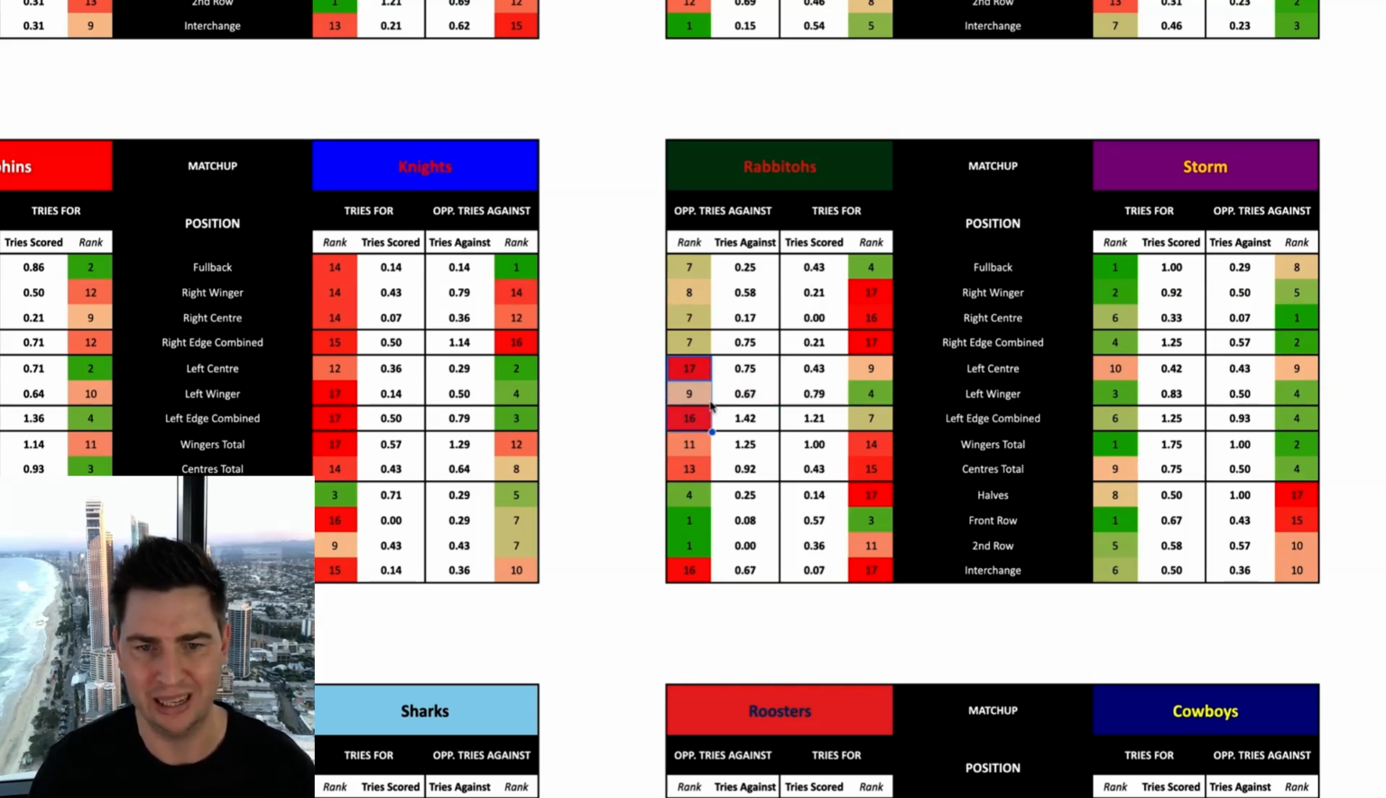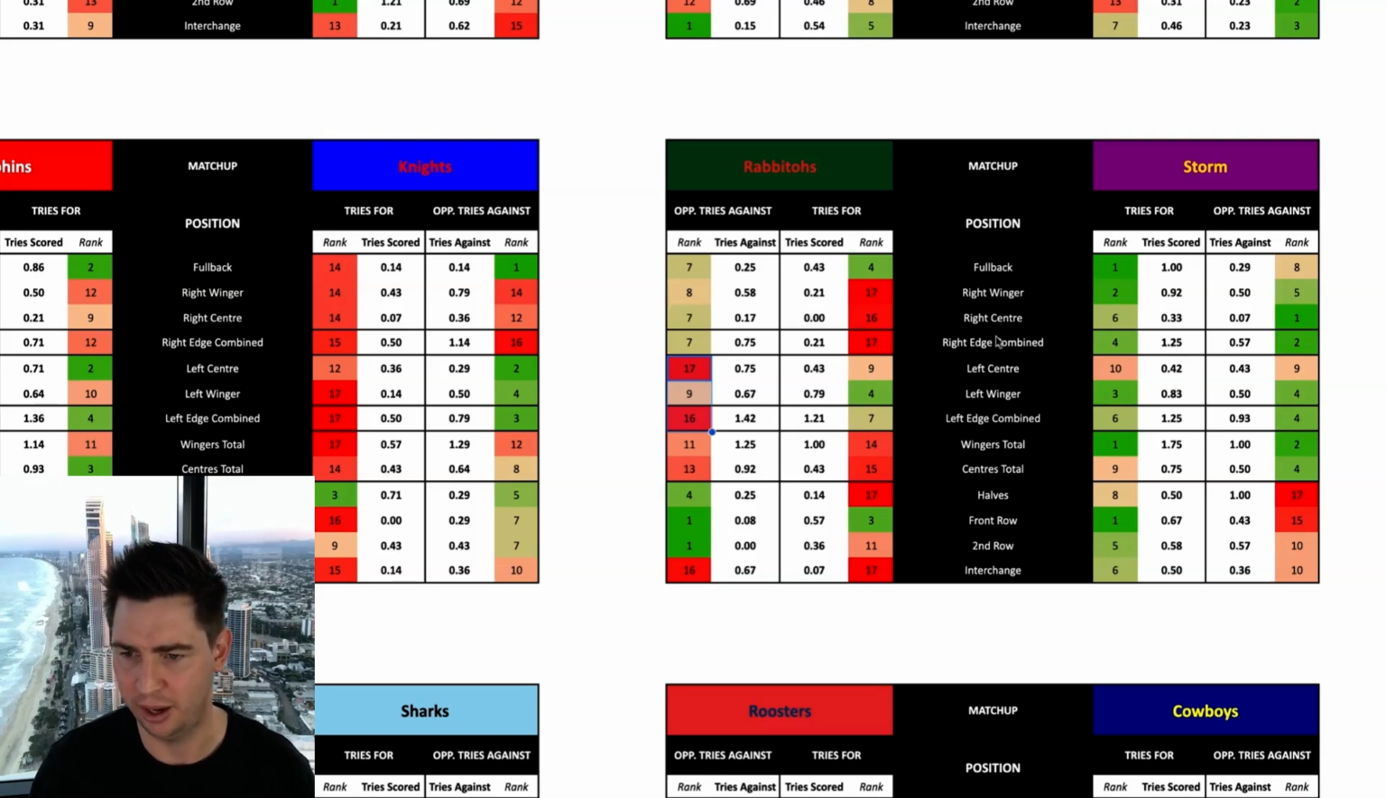That's the much weaker side defensively for the Storm, and it matches up nicely with the Rabbitohs. I was contemplating not having a play on the Rabbitohs, but when I see the difference in the matchups and how the Rabbitohs don't go to the right and the Storm are weaker on the other side of the field, it sets up nicely for him.